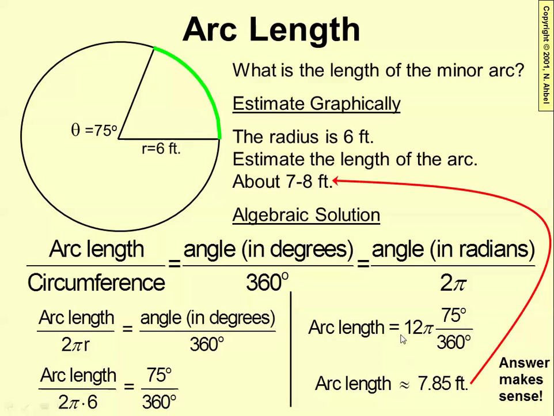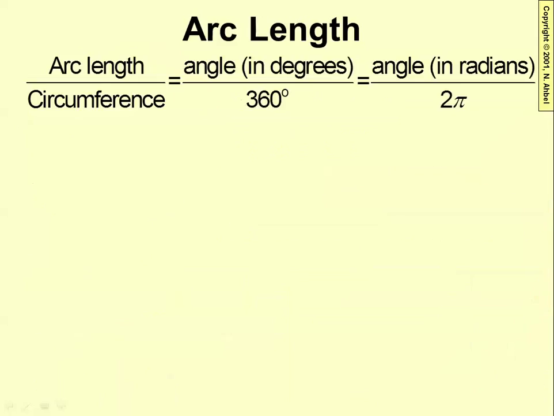If you do the algebraic solution and you get to an answer that doesn't make sense according to your graphical estimation, it's likely that you made a mistake in your algebra, and then you go back and find the mistake.